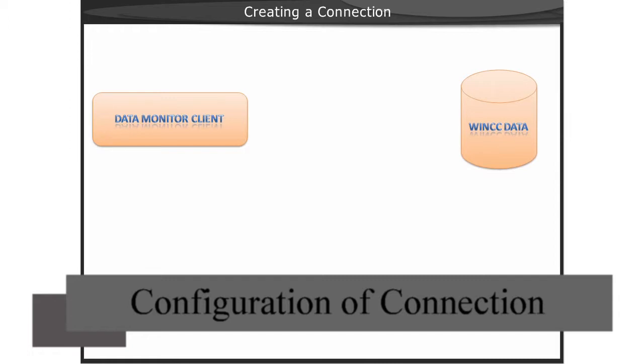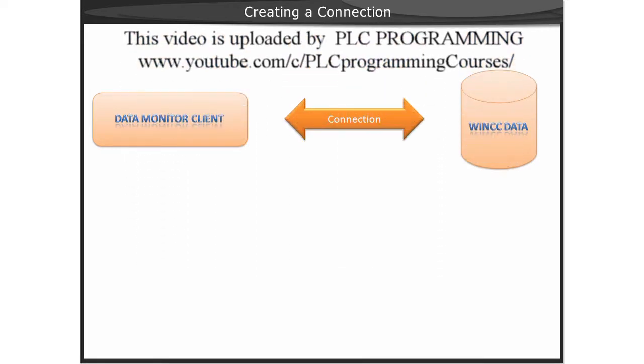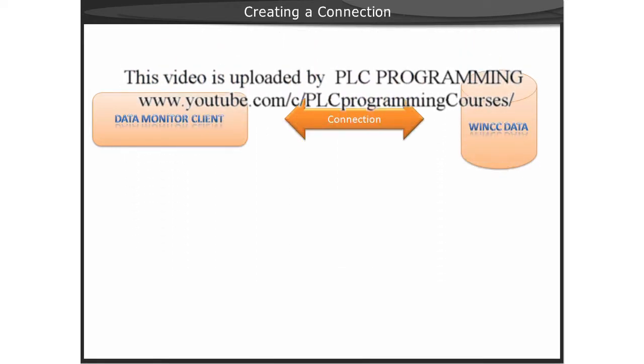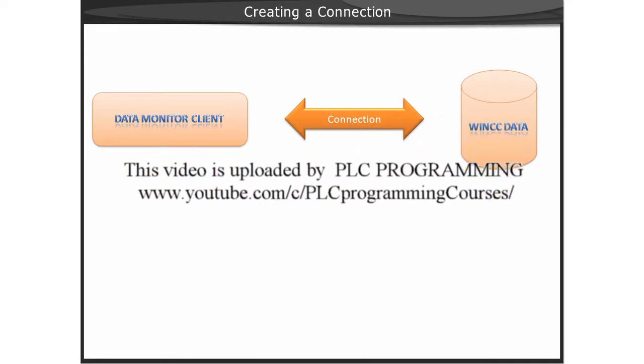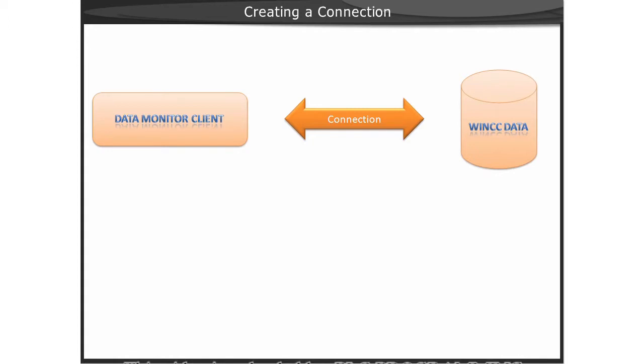For the data monitor client to access the data, a connection to the data source, which is supposed to be accessed, must be configured in the Web Center. A connection has to be created for each data source. For example, the WinCC server, Central Archive server, or swapped out archives.